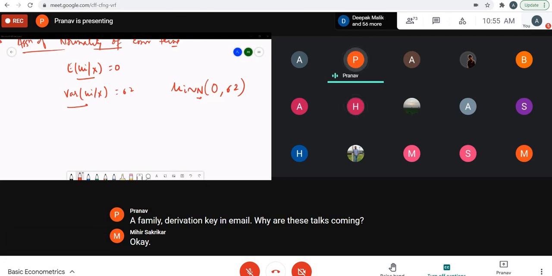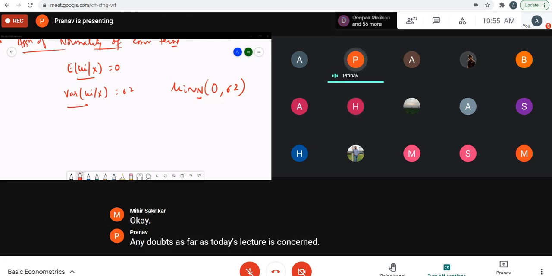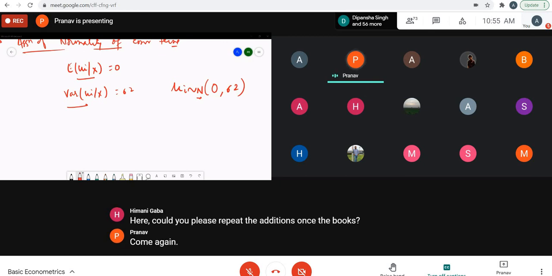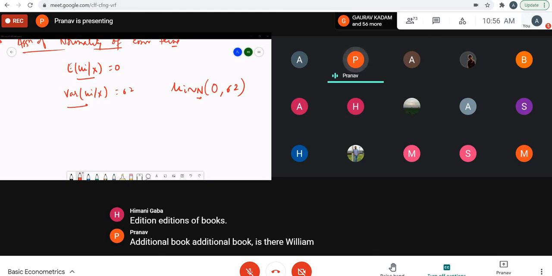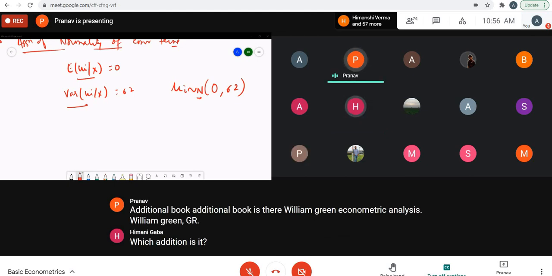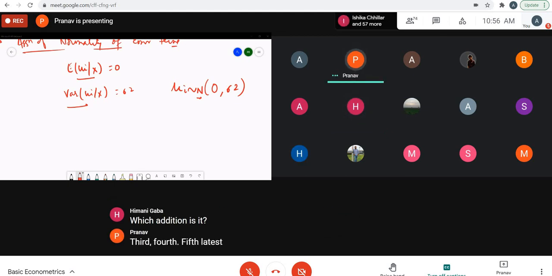Any doubts as far as today's lecture is concerned? Yeah, Himani, go on. Could you please repeat the editions of the books? Could you please say a bit louder? Additional book is there: William Greene, Econometric Analysis. Which edition is it? Third, fourth, fifth. Latest is 5th edition. But if you get any edition, that would work.